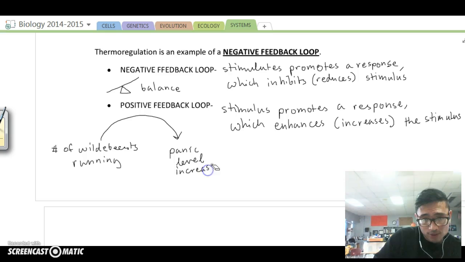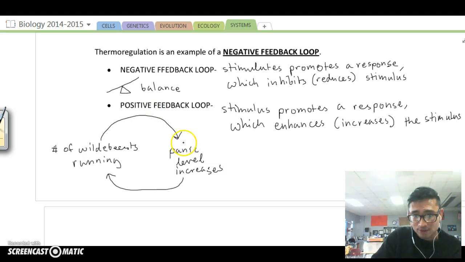And when you have more wildebeest freaking out, guess what's going to happen? You're going to have more wildebeest running around as well. So if you have more wildebeest running around, what's going to happen? Well, your panic level is going to increase. And if your panic level increases, you're going to have more wildebeest running. And so that's where you have that positive feedback loop. It's basically going to be a vicious cycle.